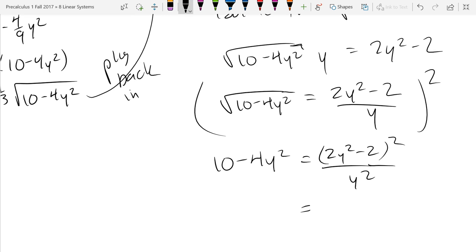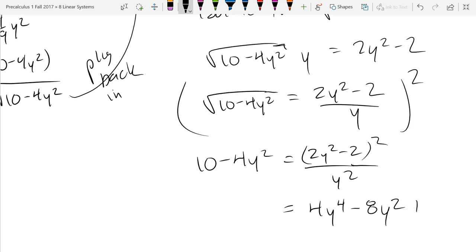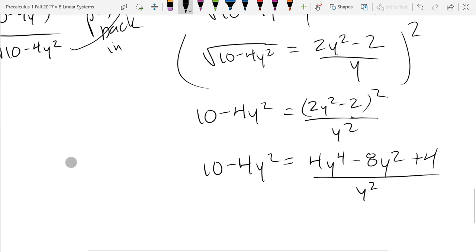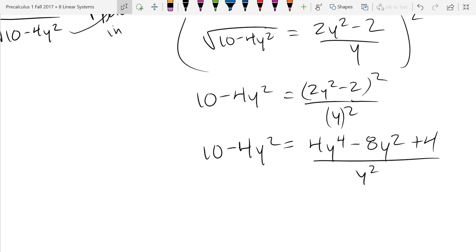So foiling the numerator, we have 4y to the fourth. We have an inside-outside term, and they're both going to be minus 4y squared. So that's minus 8y squared plus 4, divided by y to the fourth. Why would you say divided by y to the fourth? Oh, there should be a y squared. Yeah, we just took y and squared it, so it's just y squared. All right, how do we get out of this mess?